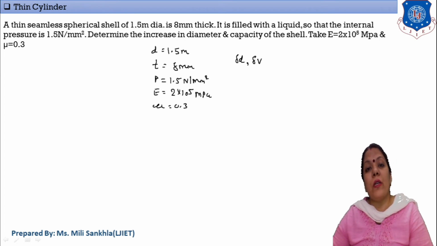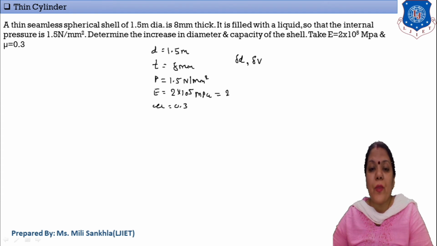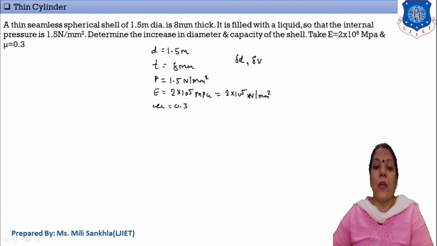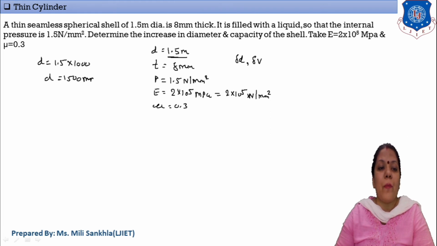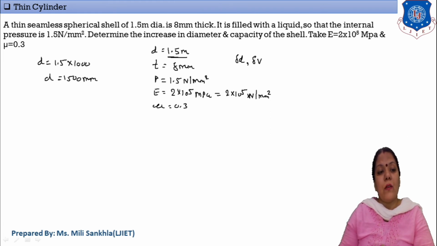Now what is megapascal? Megapascal is equal to Newton per mm square. Right here, 2 into 10⁵ Newton per mm square. Here our diameter is given in meter, so convert into mm. 1.5 into 1000, diameter D is equal to 1500 mm. Now this is the example of a spherical shell.